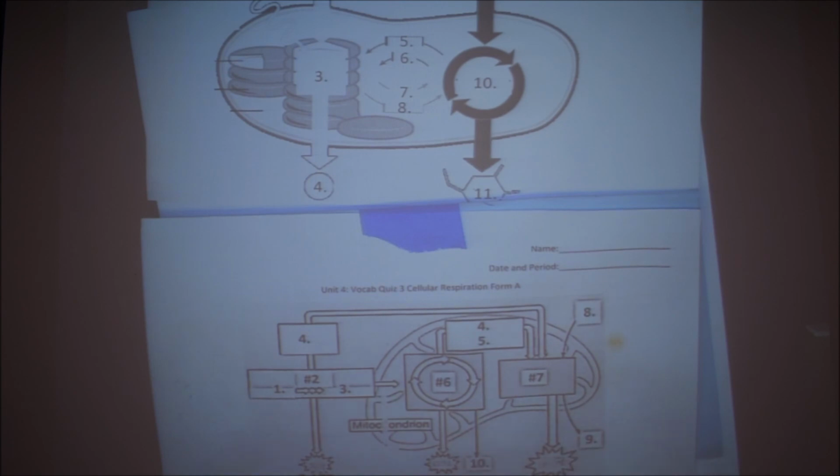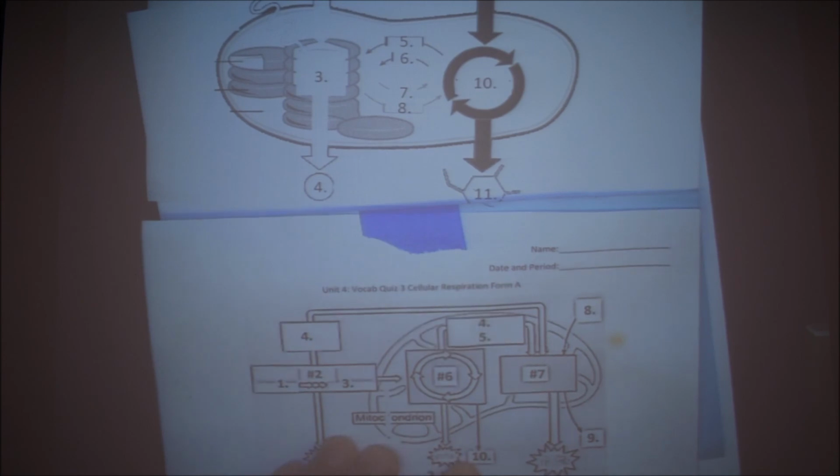What number right here in cellular respiration is CO2 produced? It is number 10. Okay, so CO2 is produced right here, and CO2 comes out of the Krebs cycle right here.